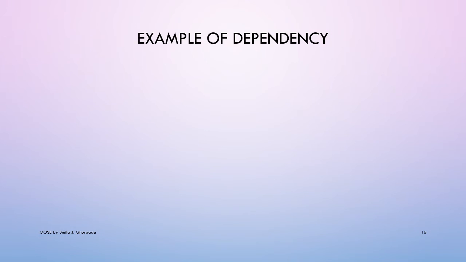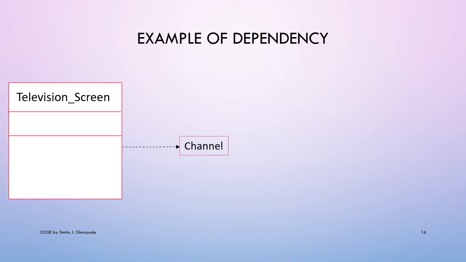Now an example of a dependency relationship. Here television screen is one class and channel is another class. Television screen depends on channel. Means what is a dependency relationship? A change in one element affects another element. As we change a television channel, it affects the display screen of the television. So there is a dependency between these two classes.